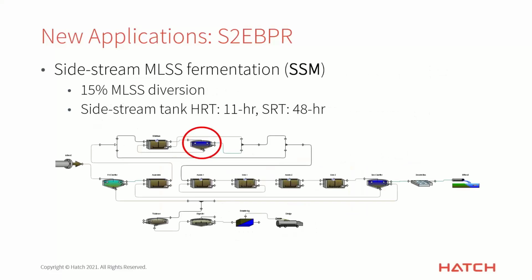This next one here is a side stream MLSS fermentation. Now I've added the tank just after the anaerobic zone of the mainstream process rather than to the ROS line, and I'm diverting 15% of the MLSS to this tank. And you can see I have this highlighted clarifier object here. I'm just using this with an empirical solid separation model to raise the SRT. Basically I'm using it to send some solids back to that tank so that we can achieve that decoupling of HRT and SRT in the side stream MLSS fermentation tank.